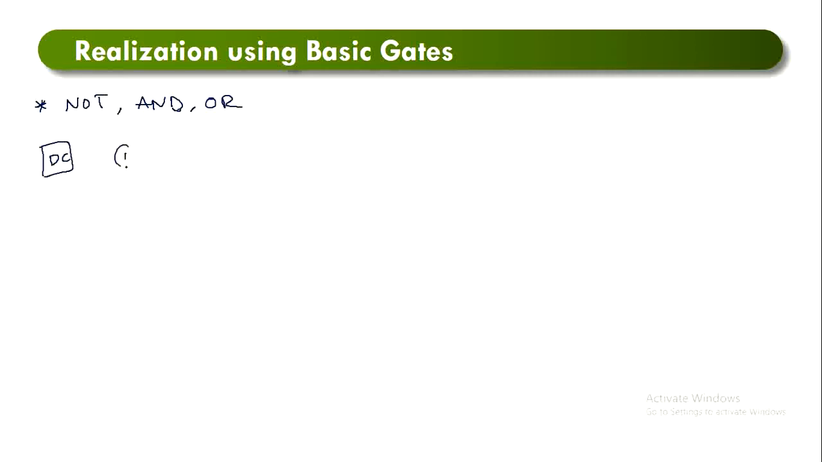So let me take an example like y is equal to a dot b plus c. Now if we have a function like this or the expression like this, how to implement this using basic gates? First we need to look at this expression. Here we will be having a dot b and then plus c. This can be written as a dot b plus c. We can also write like this. Now we can realize this a dot b first and then we can use plus c.